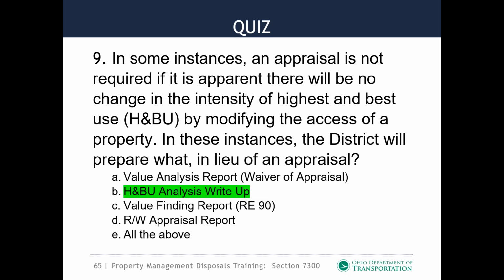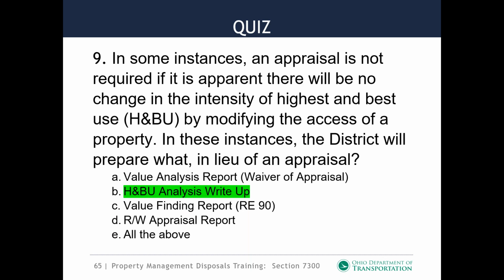You do a highest and best use analysis write-up. And like I said earlier, if anybody would like an example of one of them, please contact me. I'll get one over to you. But basically, the write-up will say what the current use of the property is, what the property is zoned, those types of things. And then in the after, once it has access, what the highest and best use could be, and what the property owner is proposing its use to be, and you can come up with if there's a change in the highest and best use.